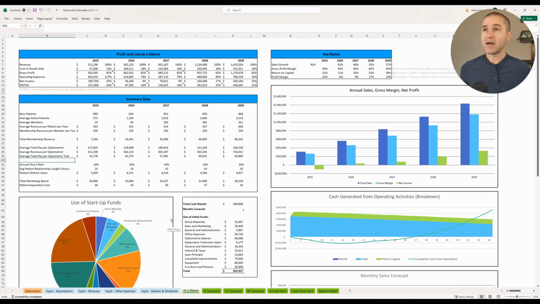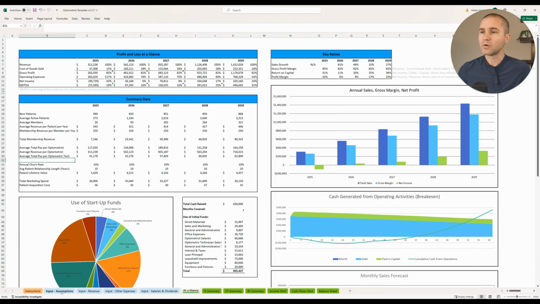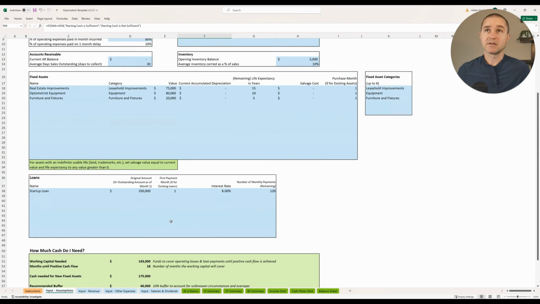And after you do all that, you're going to be back to where you started here, at the profit and loss at a glance tab, and we'll want to take another quick look to make sure that this green table still looks good, that our starting cash is sufficient after we've entered in all of our assumptions. So that is the process.